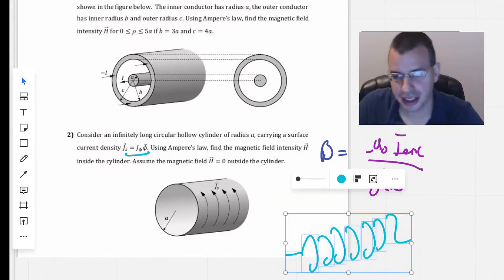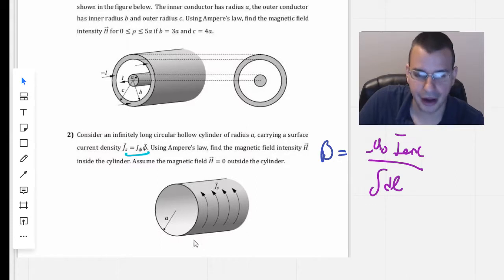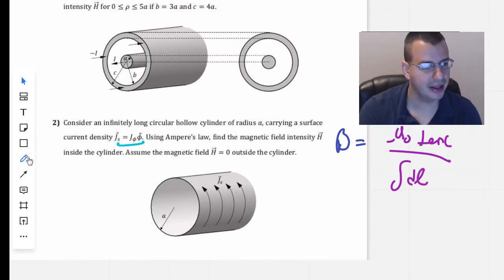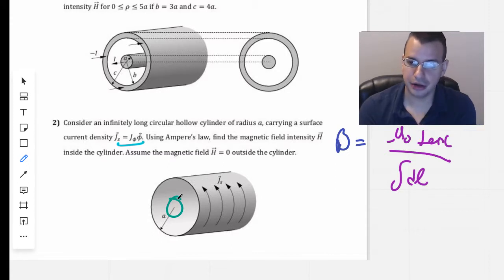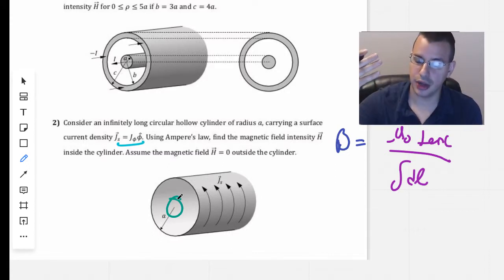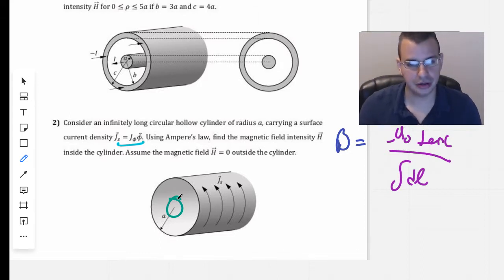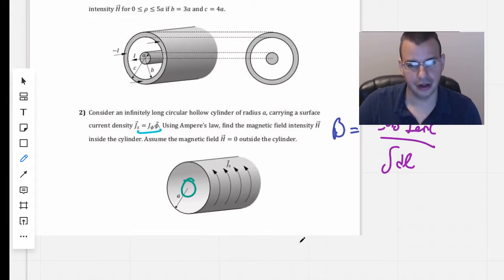And your first thought is, well, we do the same thing we did above. We do a little Amperian loop in the middle. We have a current enclosed of 0 since there's no current flowing in this loop, and we get 0 enclosed current, therefore we have 0 magnetic field.